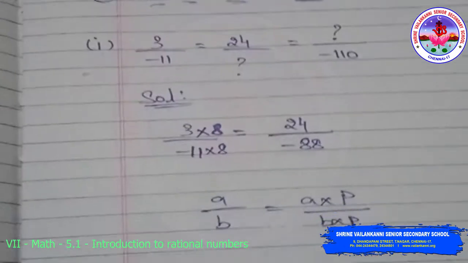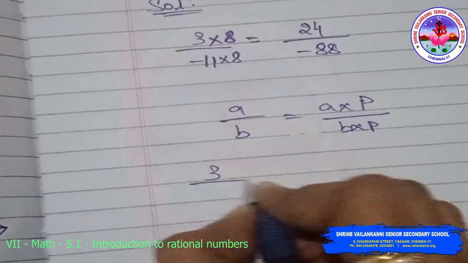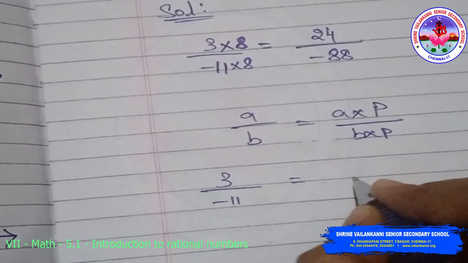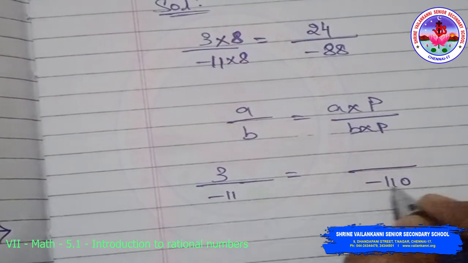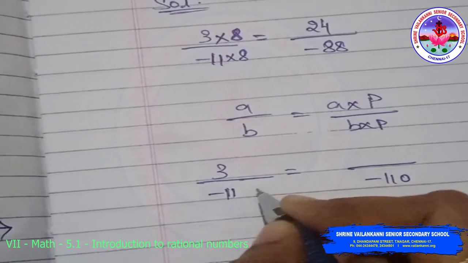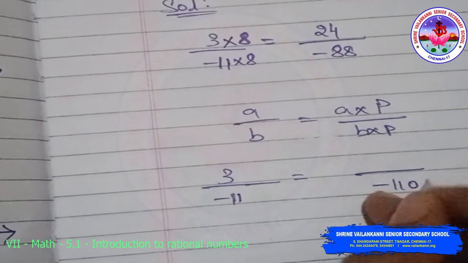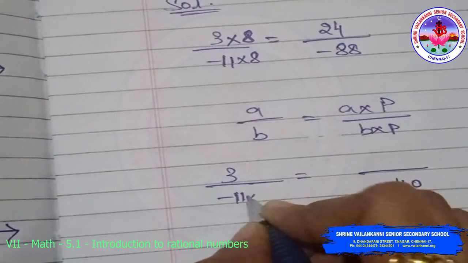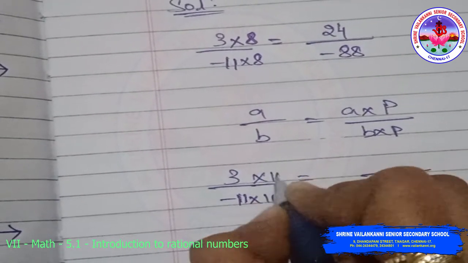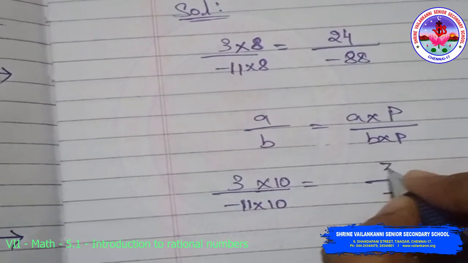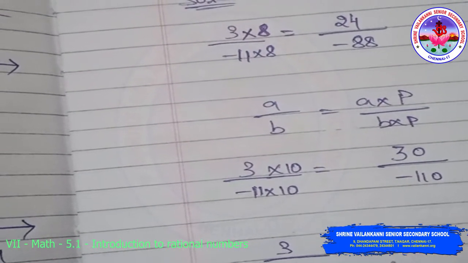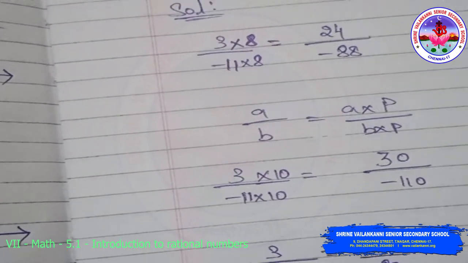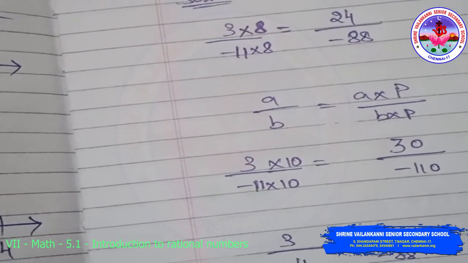Again the last one: 3 by negative 11 is equal to, the denominator is negative 110. Now the denominator value is negative 110. In the 11 table, how many times do we get 110? 10 times. So you multiply 10 on both numerator and denominator. The numerator value is 30. So the second value is 24 by negative 88 is equal to 30 by negative 110.